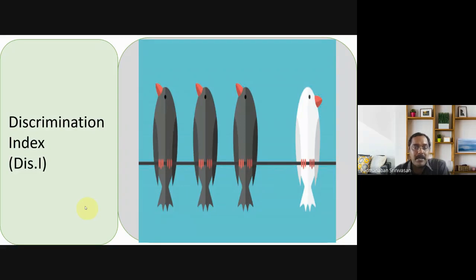This example pretty well displays the discrimination index. Can you say what we mean by discrimination index? What do we mean? What is a difficulty index? The previous one, what was the difficulty index? Just to remember.